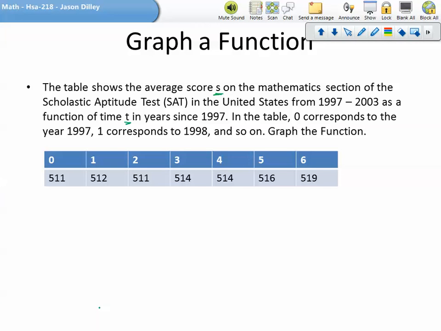Time t in the year is 1997. In this particular table, the way it's set up, 0 corresponds to the year 1997. So this is 1997. 1 is 1998, and so on. 1999, 2000, 2001, 2002, 2003.